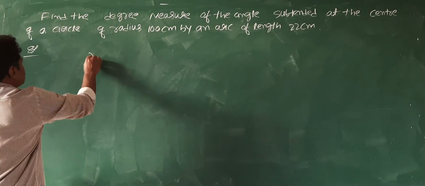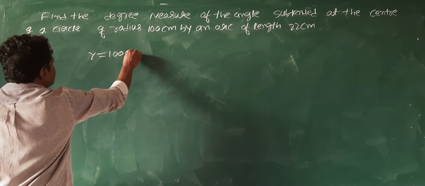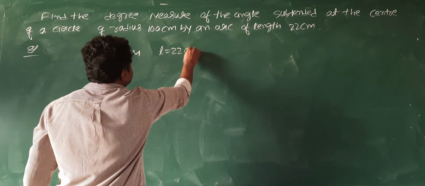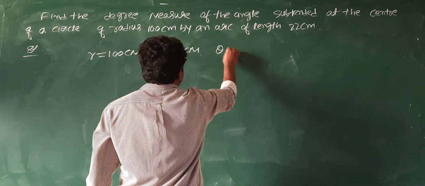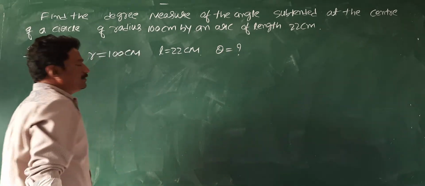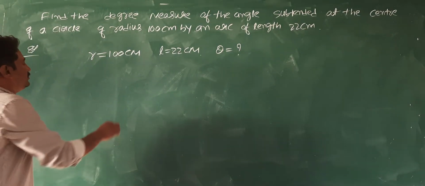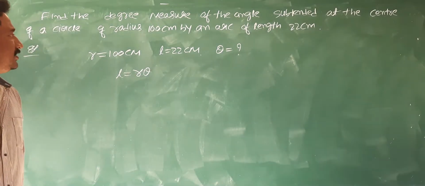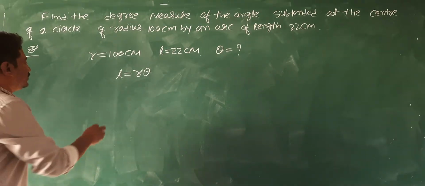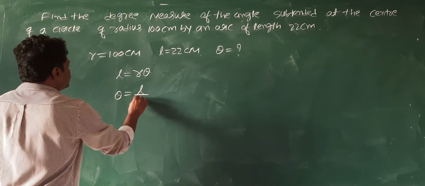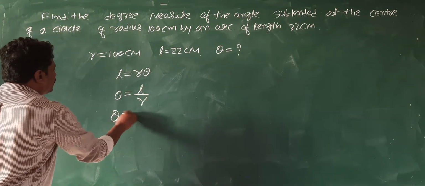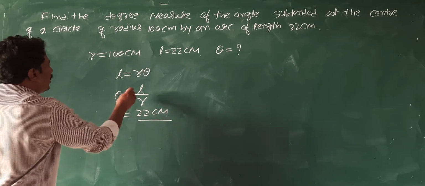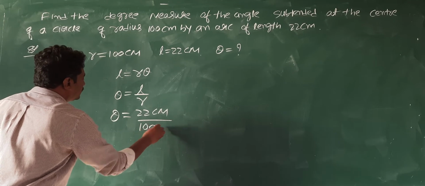So R is 100 centimeter, length L is 22 centimeter, and theta is asked. Theta is question mark. We have a formula: L equals R theta. From this, theta is L by R. Theta equals L by R, where L is 22 centimeter and R is 100 centimeter.